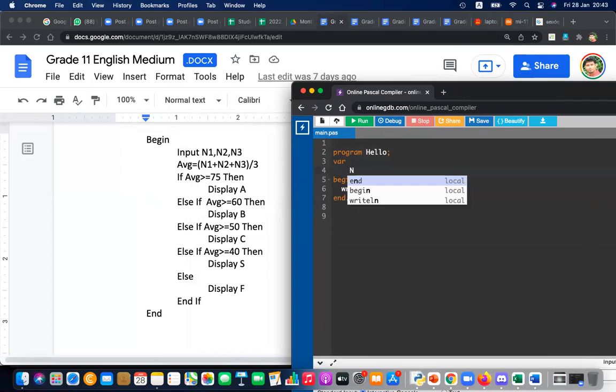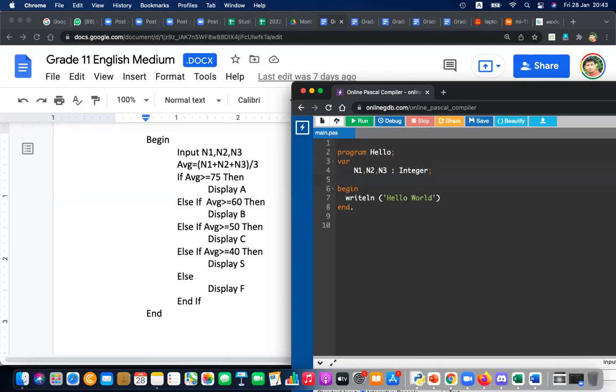You need number 1, number 2, number 3. Do you need total? No, you have the average only, right? No need to have the total. So all 3 are integers. But you know the average should be real. Why? Because it is a decimal number. Decimal numbers, we call that data type a real data type because you have the fractional points. Then comes the code.